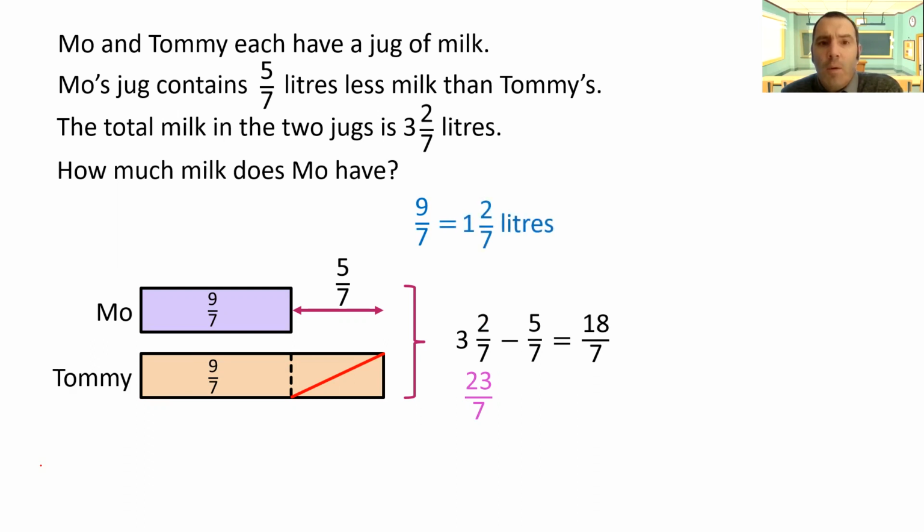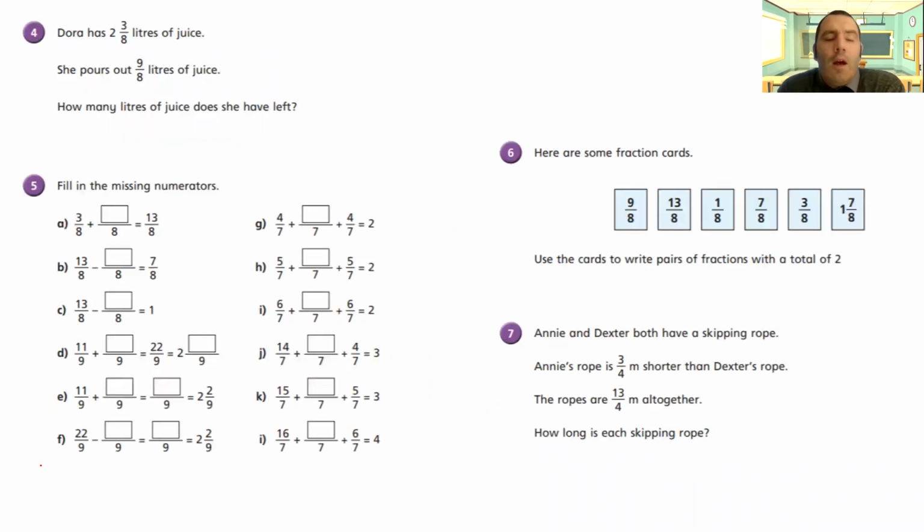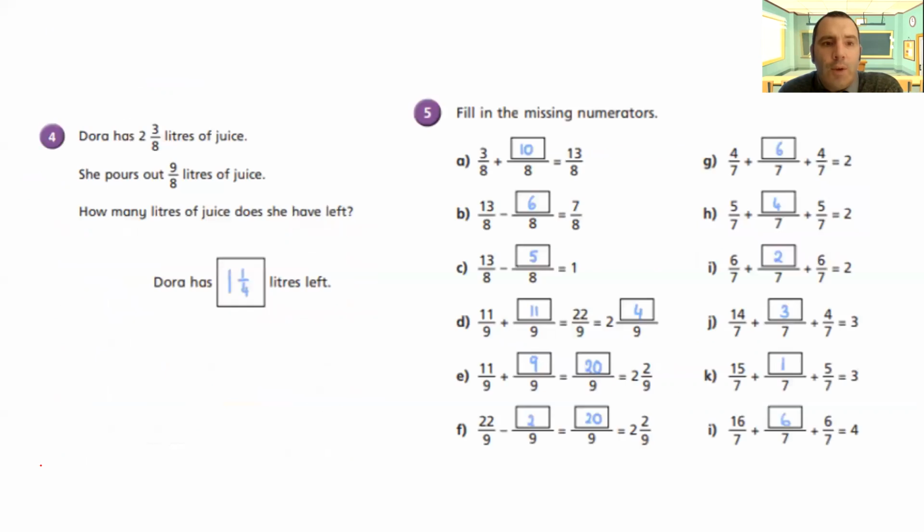So Mo has got 9/7, which is 1 litre and 2/7 of a litre. If we were asked to find out how much milk Tommy has, we would add the 5/7 and the 9/7 together. Your turn now. Using what we've done, answer these questions. Pause here to do that. How did we get on? Moving forward, the answers for you.